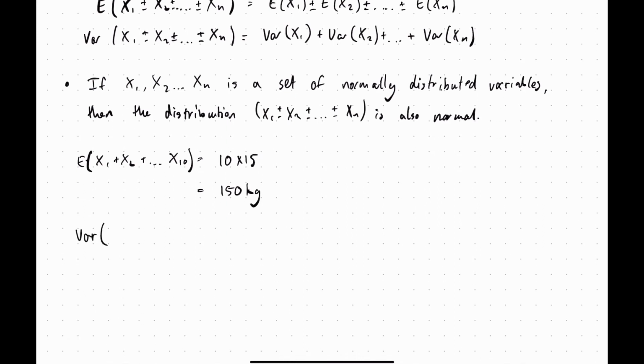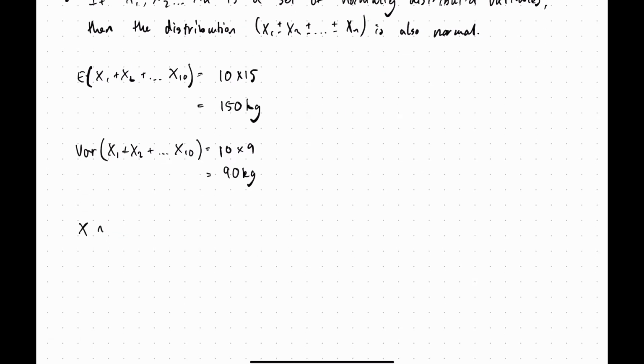Our variance is going to be x1 plus x2 plus all the way up to x10, which is 9 added to itself 10 times. So it's going to be 10 times 9, so that is 90 kilograms. Okay? Our normal distribution, because it says that originally it's normally distributed, you can say a combined distribution of x, which I'm going to call xt, has a normal distribution, which is 150, 90. Okay? Cool? Okay with the notation there?